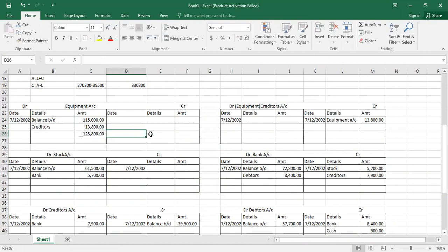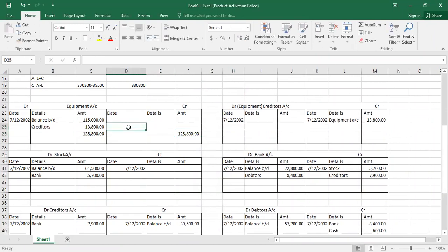So you look at which side, it should balance at 128,800. Because we don't have any figure here, this will be our balance carried downward. This is the figure that will be taken to the balance sheet, 128,800. We go on, we are balancing the books.